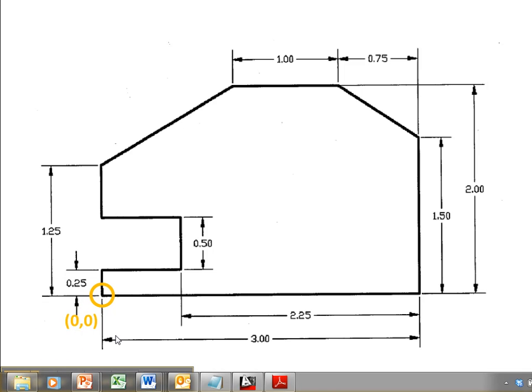Our next ordinate pair is going to come at the second point, and we're going to follow each of these intersections of the object lines all the way around for a total of 10 coordinate pairs as we come around.